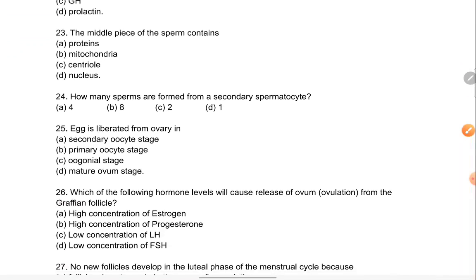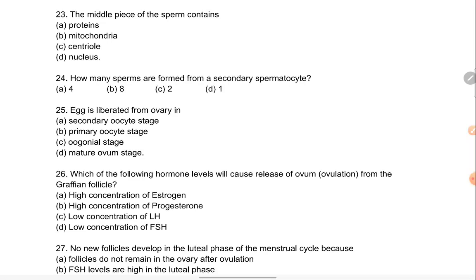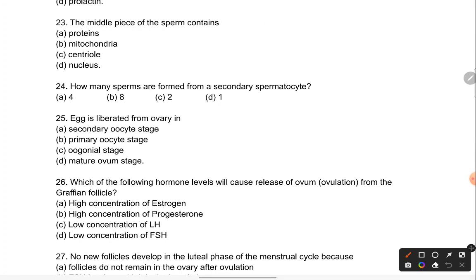Now we can move on to the 23rd question. Question number 23 is: the middle piece of the sperm contains. Do you remember, the sperm has mainly how many different parts? 4 different parts. Which are they? The first part is known as the head. Then the second part is the neck. The third one is the middle piece. And the fourth one is the tail.